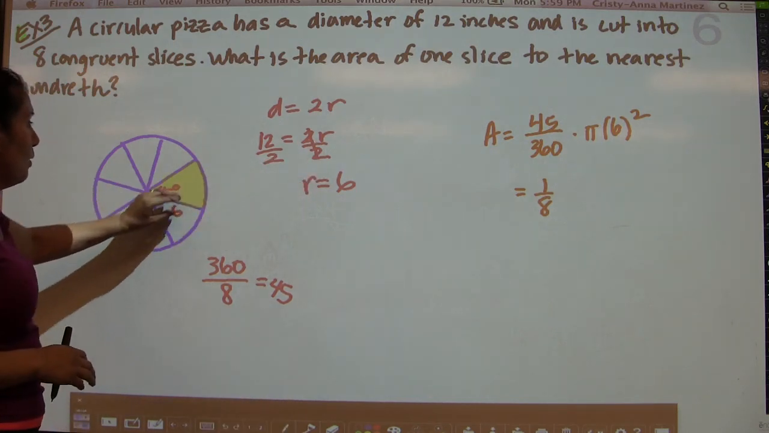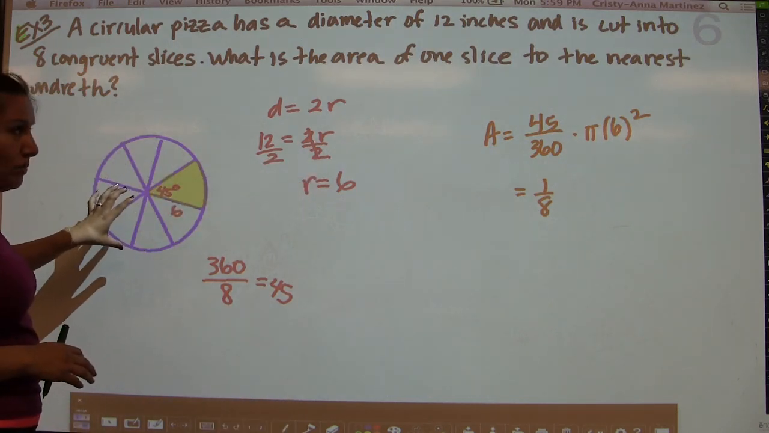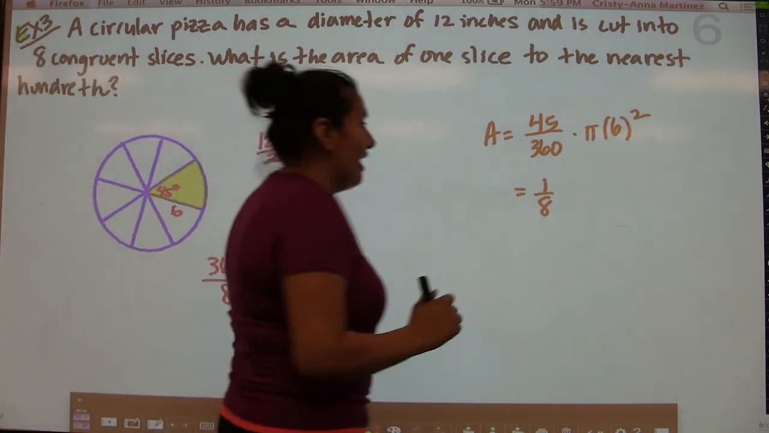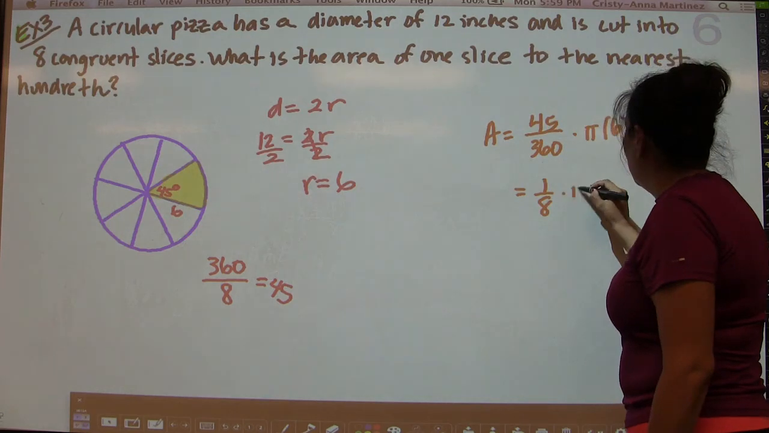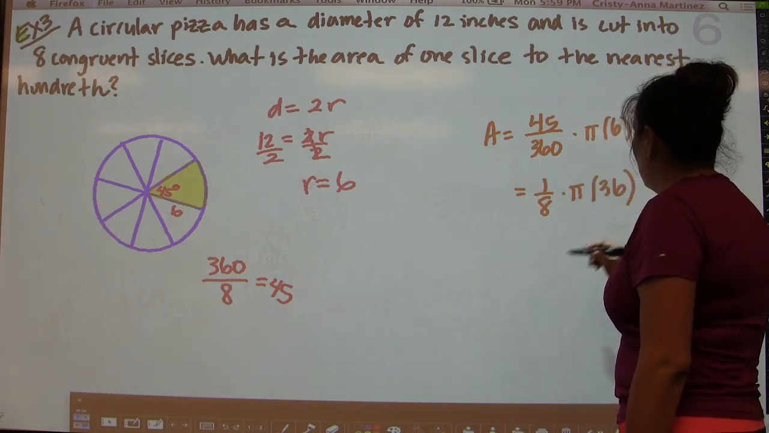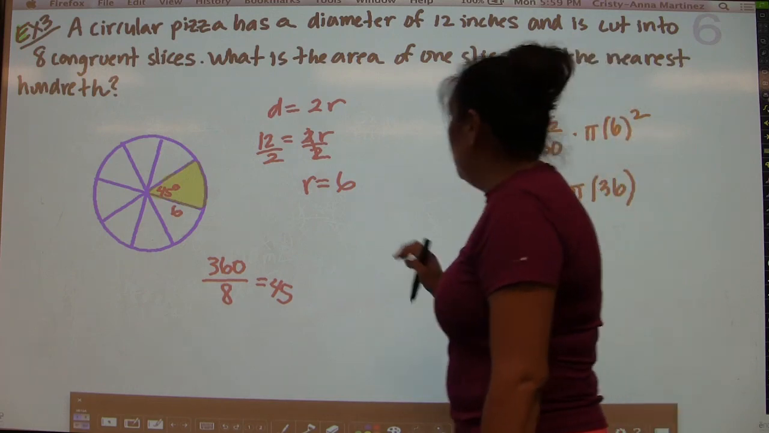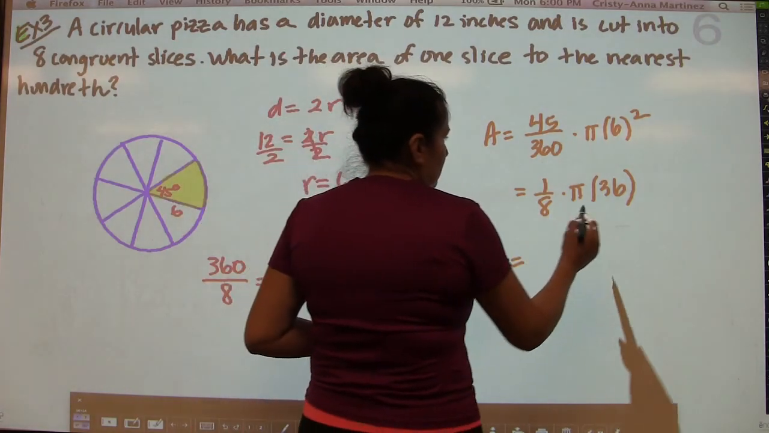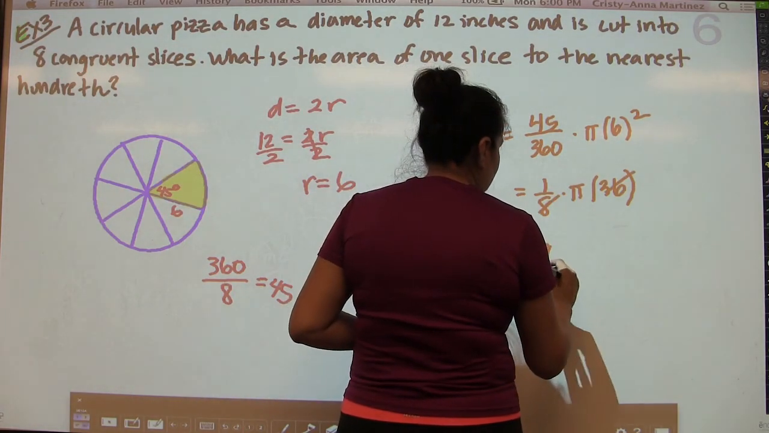Basically, because I only want 1/8 of the circle because there are 8 congruent slices, all I had to do was put the 1/8 in front times pi r squared, so 6 squared is 36. All right, so just so that you know, that's all that fraction in front of the pi r squared is telling you. So 36 divided by 8 is 9/2.